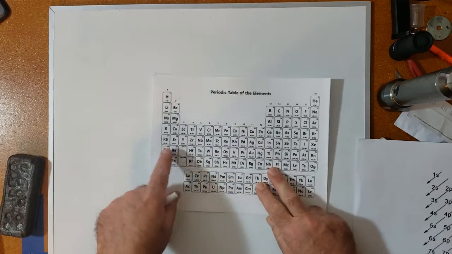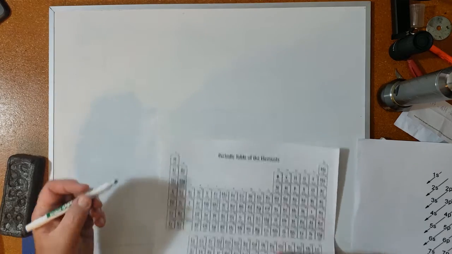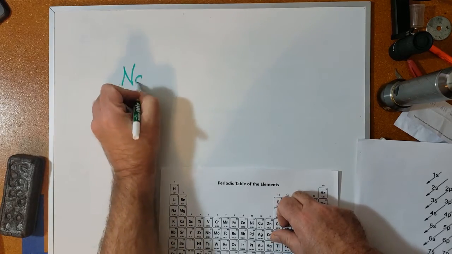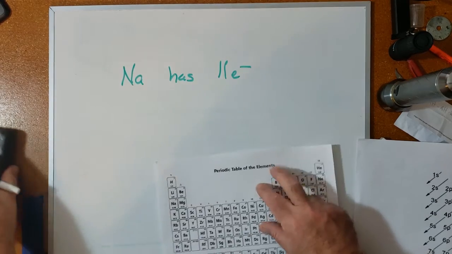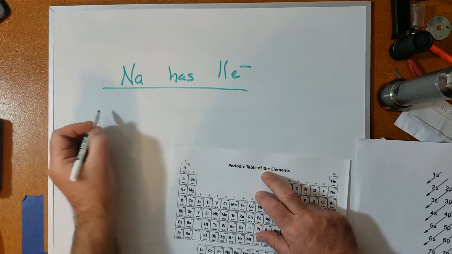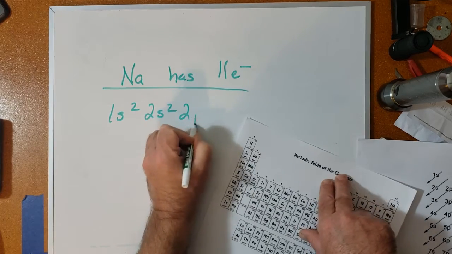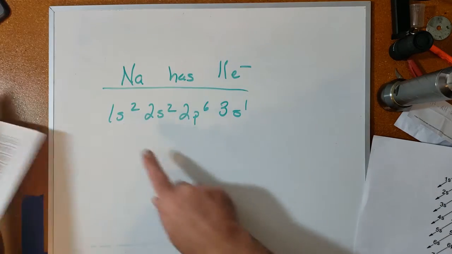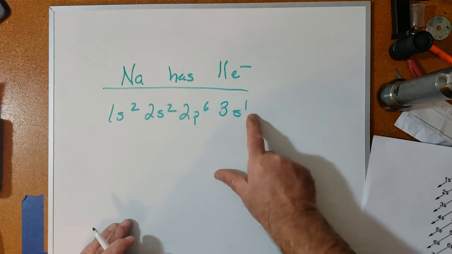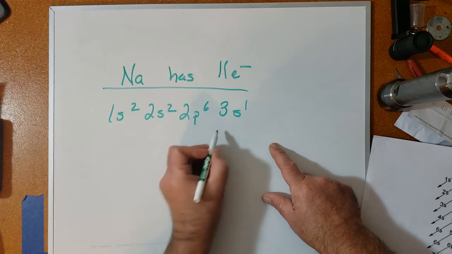How about something like sodium? Sodium has 11 electrons. Na, sodium has 11 electrons. So that would be 1s2, 2s2, 2p6, 3s1. Right? 2, 4, 10, 11. That's the correct electron configuration for sodium.